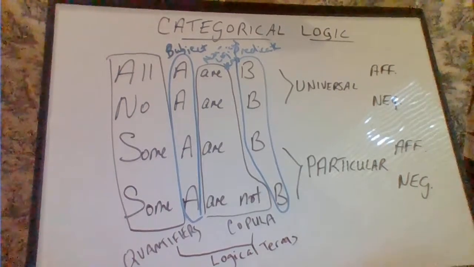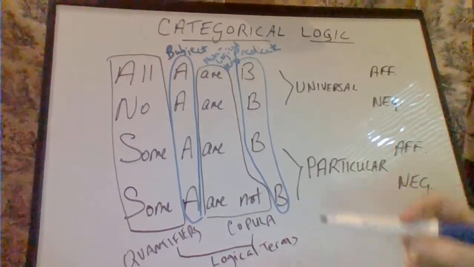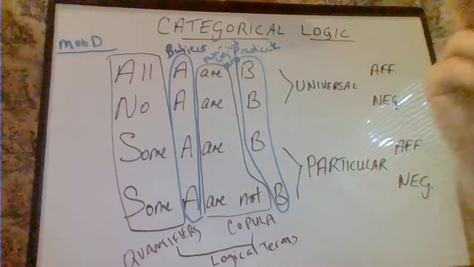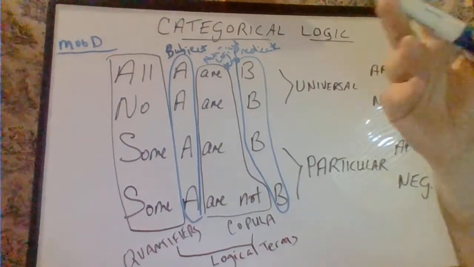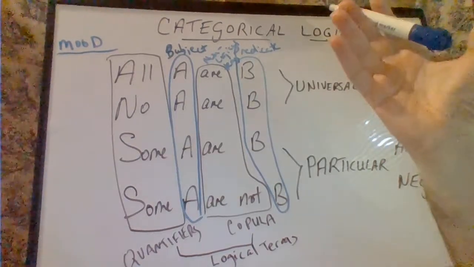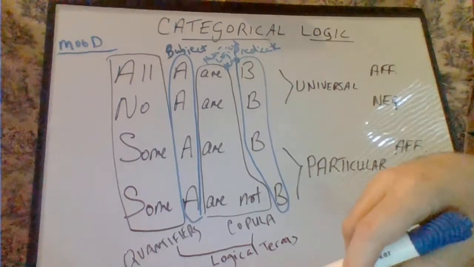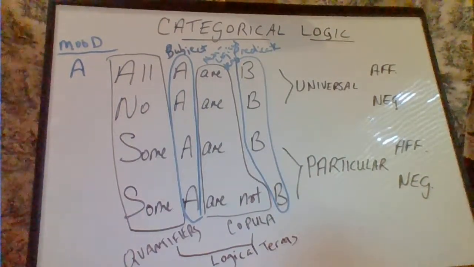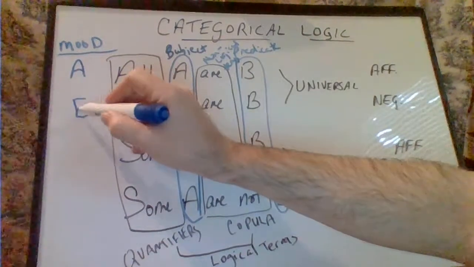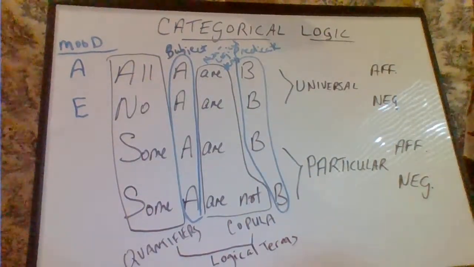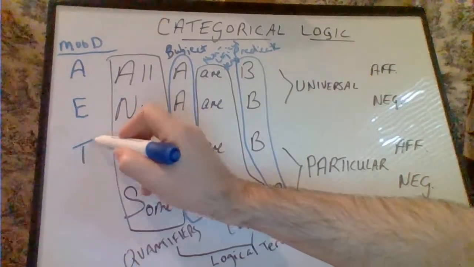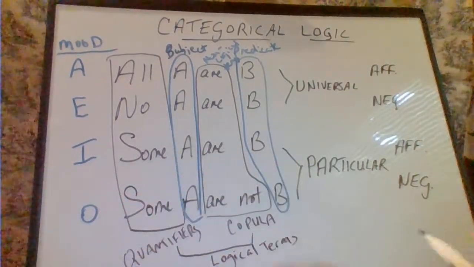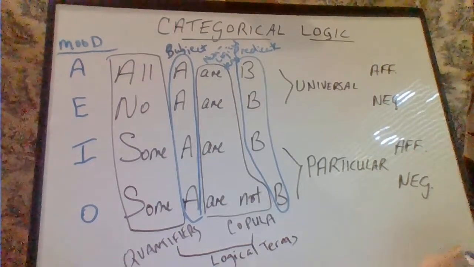Now, there is another thing we need to look at here, and this is what's going to be referred to as the mood. The mood is simply a sentence letter that is given to us to be assigned to each statement. And essentially, these are just the vowels. So, every universal affirmative statement is referred to as an A statement. Every universal negative is referred to as an E statement. Every particular affirmative is referred to as an I statement. And every particular negative is referred to as an O statement. Okay, so A, E, I, O. You know your vowels, you're in good shape.